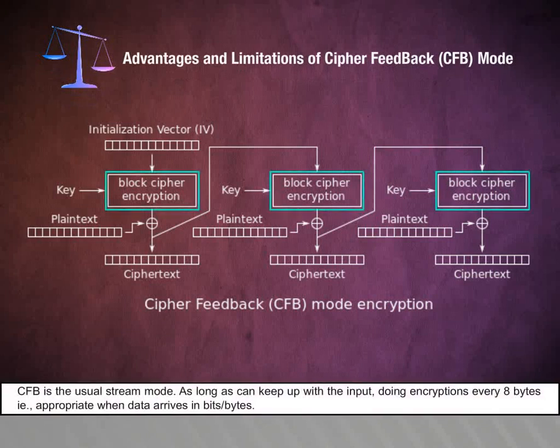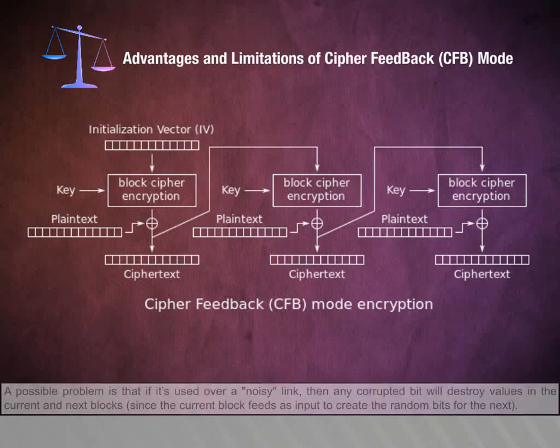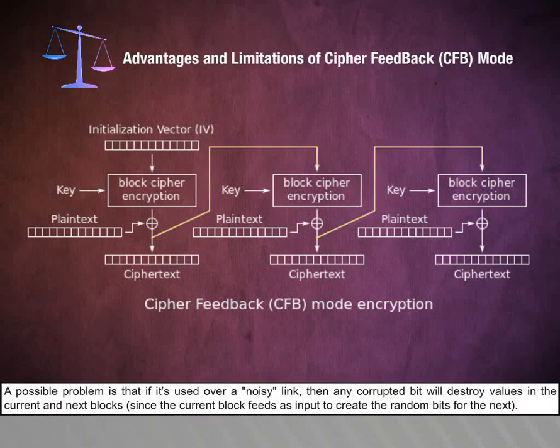CFB is the usual stream mode as long as it can keep up with the input, doing encryptions every 8 bits. That is appropriate when data arrives in bits or bytes. A possible problem is that if it is used over a noisy link, then any corrupted bit will destroy values in the current and next blocks, since the current block feeds as input to create the random bits for the next.